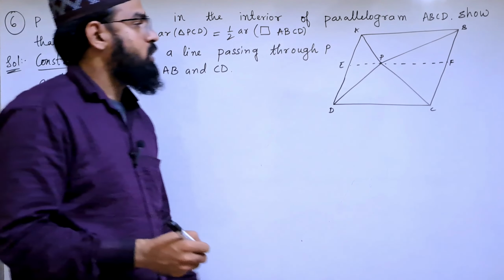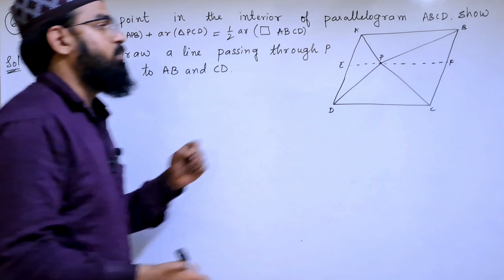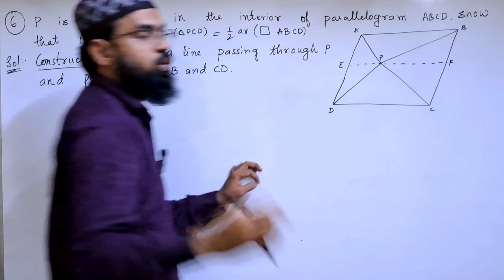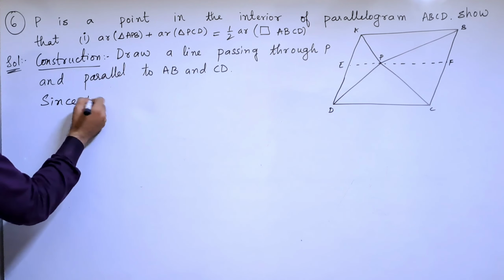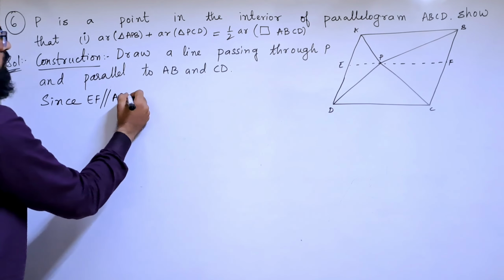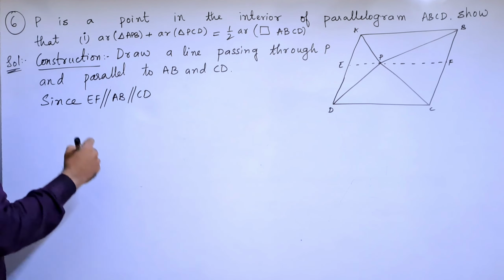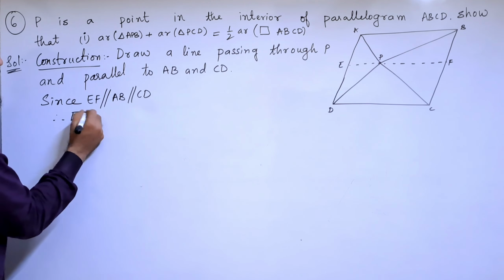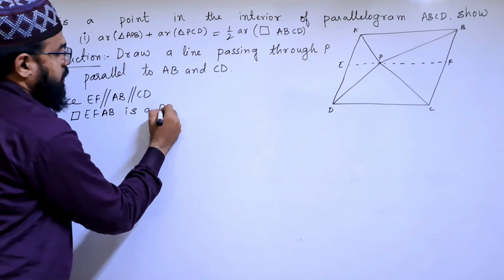Next, because of this, EF is parallel to AB and EF is parallel to CD. That means these are two parallelograms. This parallelogram is divided into two parallelograms. So we can write, since EF is parallel to AB and AB is parallel to CD, therefore parallelogram EFAB is a parallelogram.